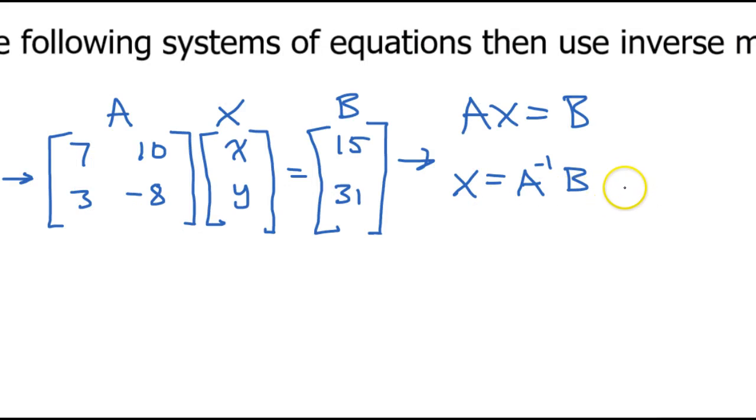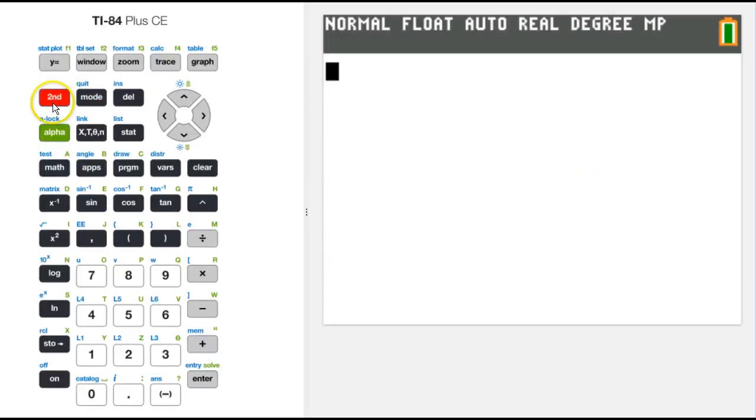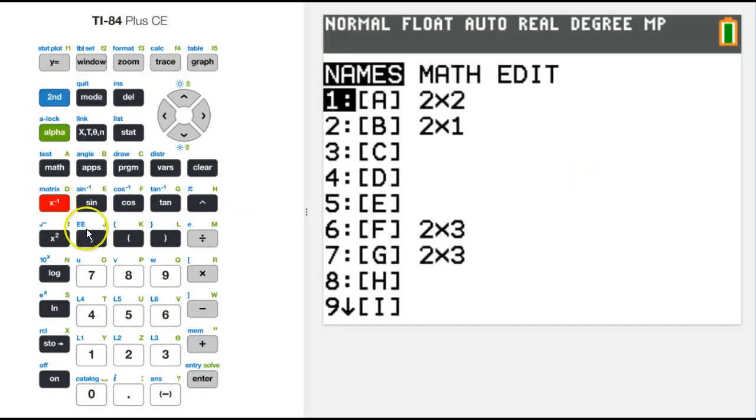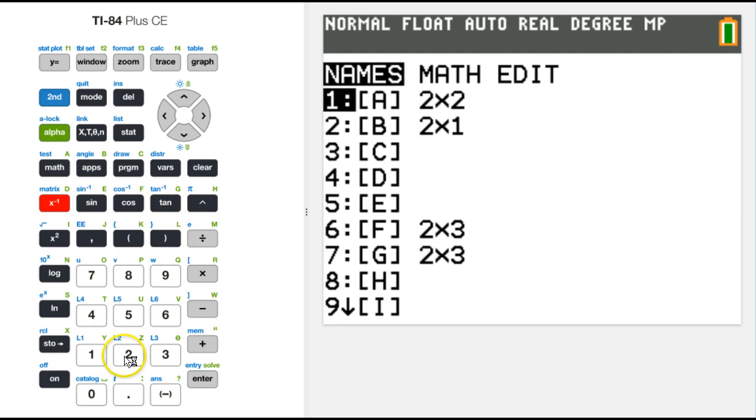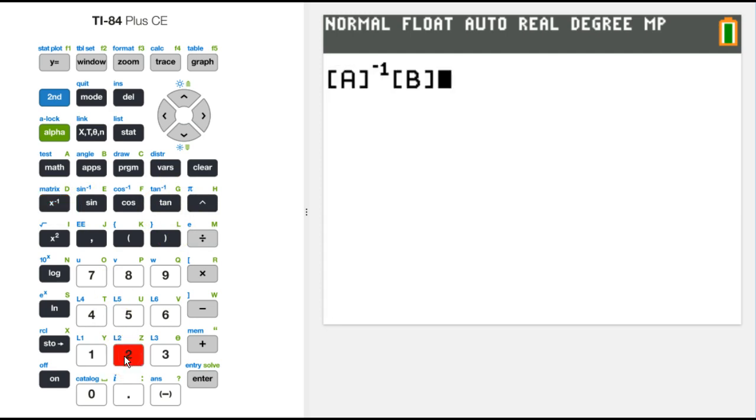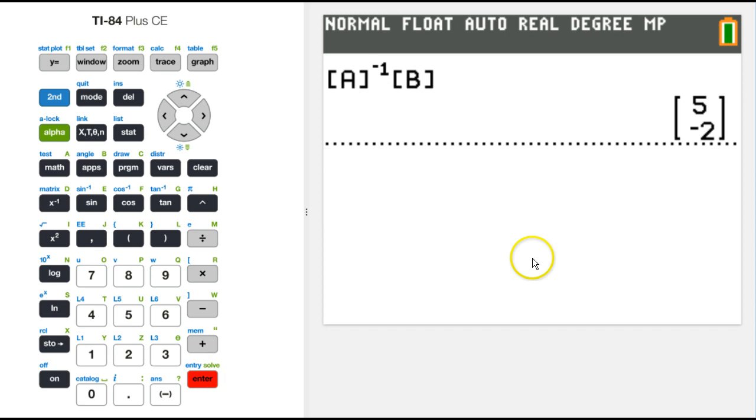So I'm supposed to be calculating A inverse times B. So that's what I'm going to do now. So back to the matrix area, I'll choose matrix A. Now it's A inverse. Back to the matrix area. This time I'll choose matrix B, which is number 2. So that's A inverse times B. Boom. So that's it. 5, negative 2.